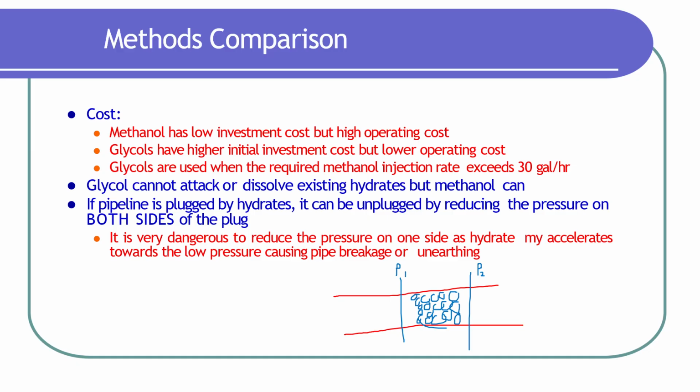It will cause, for example, cracks in the pipes, or a lot of operational issues. So the practice is to reduce the pressure at both sides of the blocked section. If you reduce it at one side, what will happen? The hydrate that's already formed or agglomerated will move directly toward the low pressure section of the pipe where you have already released the pressure, and will cause the pipe to crack or break.